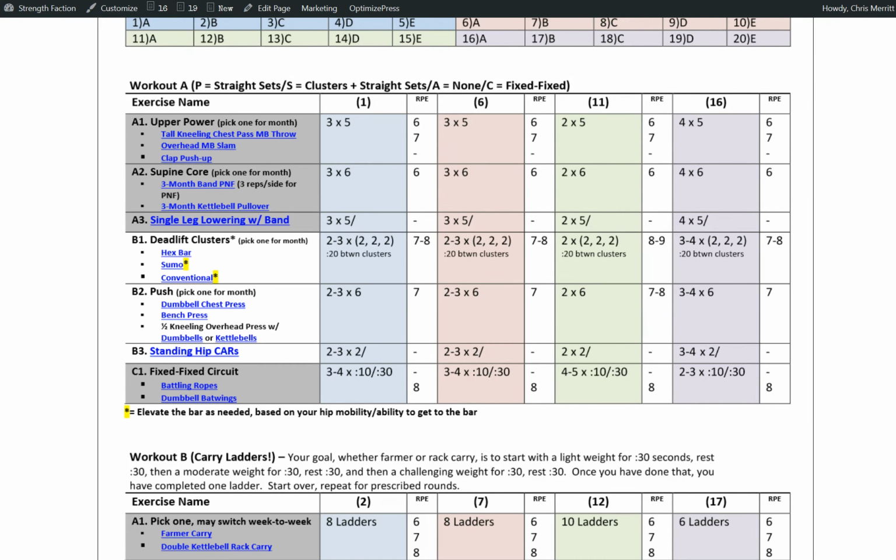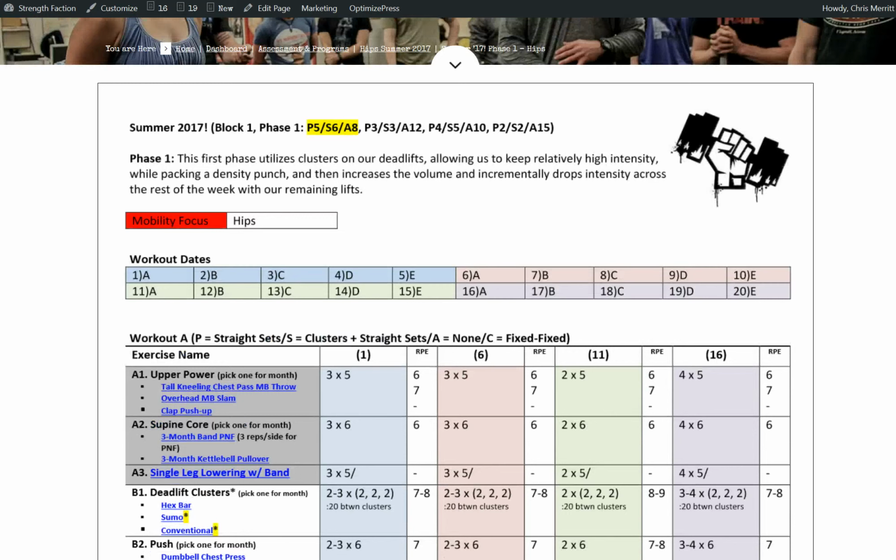All right. So we're going to go back to the top. It says Summer 2017, Block 1, Phase 1. And it says Power 5, Strength 6, Assistance 8. Well, it says P5, S6, A8. For us, that just means power, strength, and assistance. That notation is more for me. That's the repetitions. When we get into the program design lesson, you'll understand why we do that.